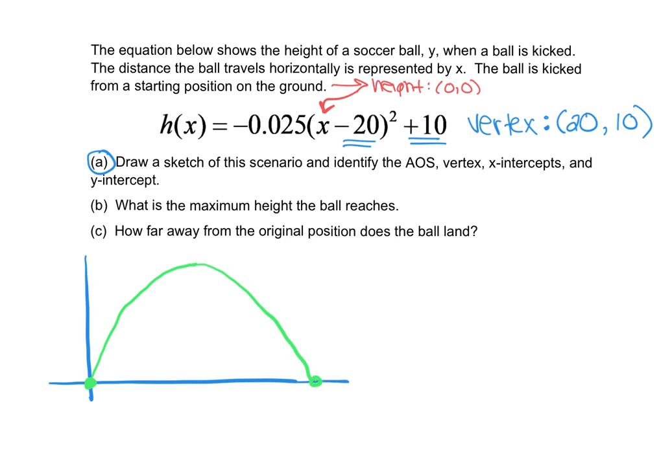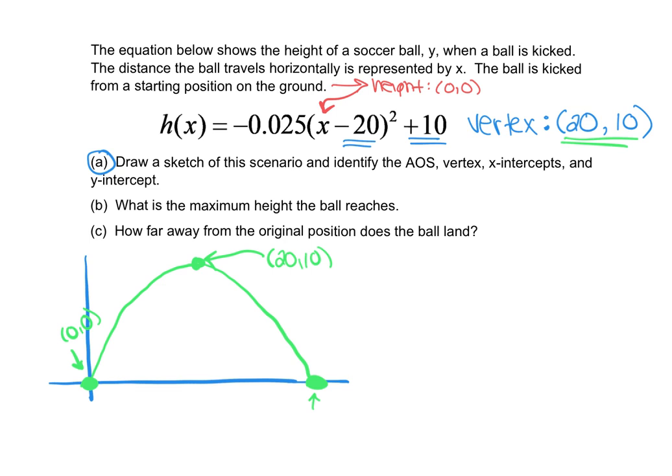The key parts of this that I have to find are the x-intercepts and the y-intercept. We can see this starting point right here is working as an x-intercept and a y-intercept because it's the point 0, 0. Then we have a vertex point up here that we can find from the equation, which is 20, 10. So really all we have left to find are the axis of symmetry and the other x-intercept over here.